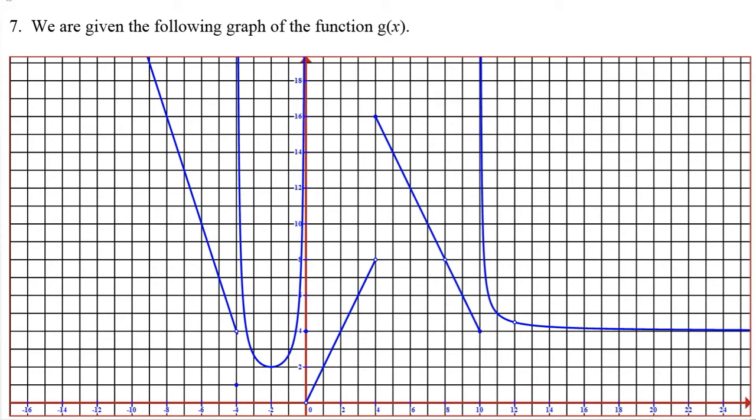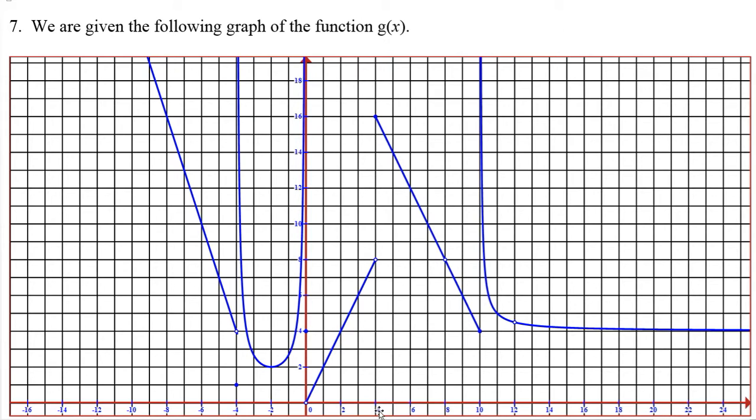Now let's just take a place where it's continuous for contrast. Let's say 2. F of 2 is 4, and the limit as x approaches 2 is also 4. And so that is a nice connected point there, a continuous point.